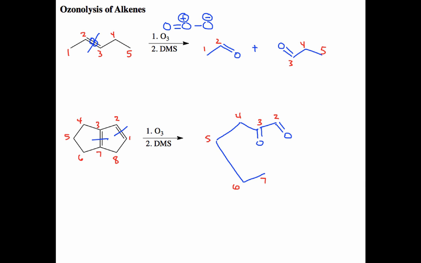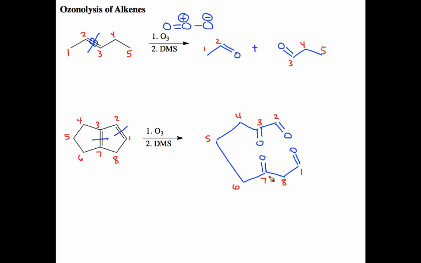Now, carbon 7 should have a double bond O connected to it from this ozonolysis. Then carbon 7 is connected to carbon 8, and then carbon 8 is actually connected to what we numbered as carbon 1, which has a double bond O on carbon 1. So there's 8 and 1. So carbons 1 and 2 became aldehydes, carbons 3 and 7 became ketones.